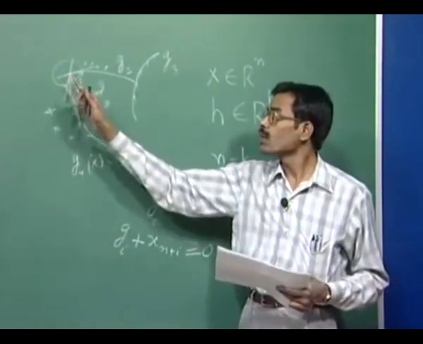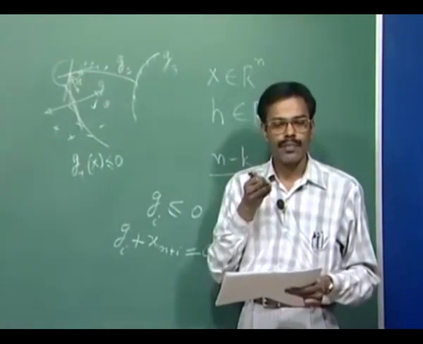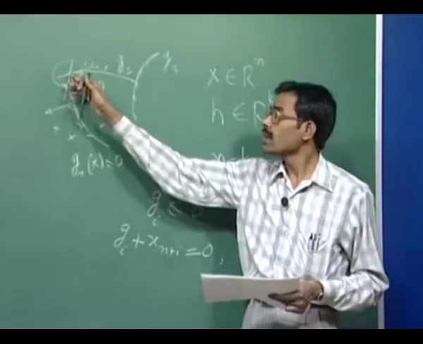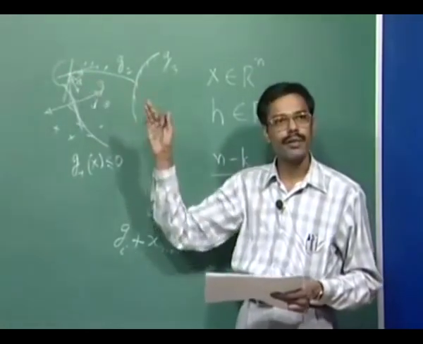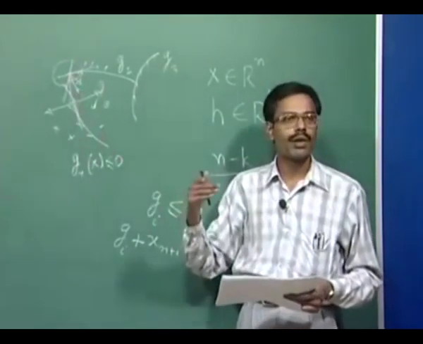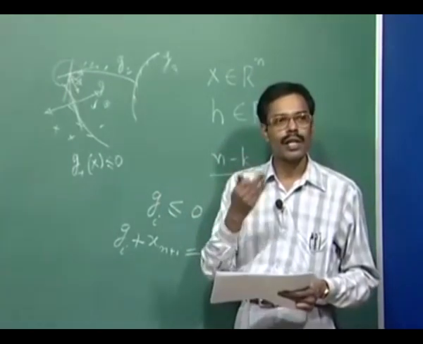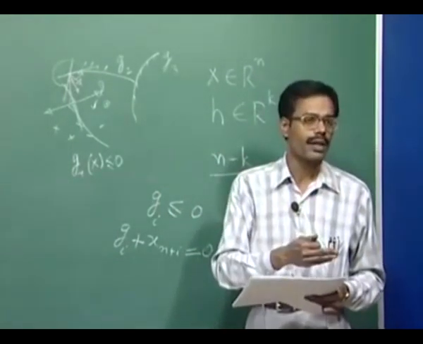Okay. So, a direction along which the function decreases is a descent direction, and the direction along which we can move without violating any constraint is a feasible direction. So, for the point to be a local minimum point, it is necessary that there is no direction which is at the same time a feasible direction as well as a descent direction.